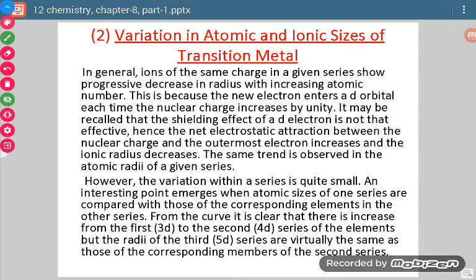Now let us come to atomic and ionic sizes. Atomic size or ionic size, this is one and the same thing.